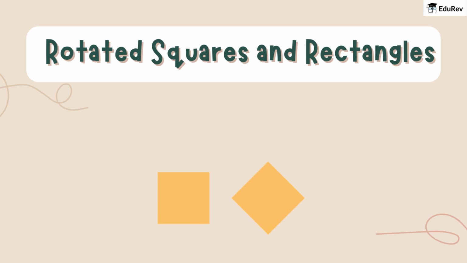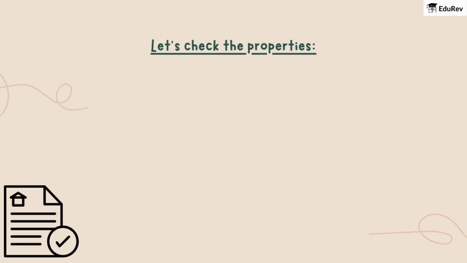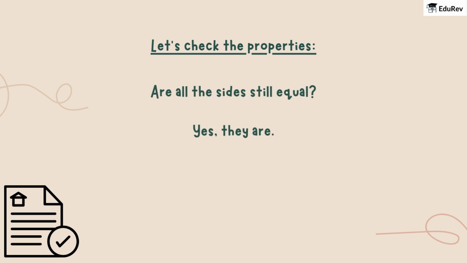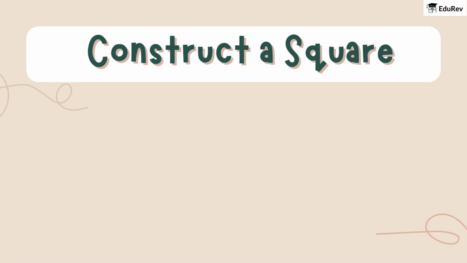Rotated squares and rectangles. When we rotate a square piece of paper, we want to see if it still remains a square. Check the properties. Are all the sides still equal? Yes, they are. Are all the angles still 90 degrees? Yes, they are.